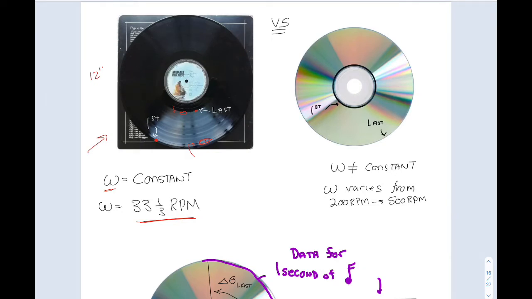With the CD, the biggest difference is that the spin rate is not constant. It actually depends on which song you're playing on the CD. The first song is on the inner track, and the last song is toward the outer. The spin rate of a CD varies from about 200 revolutions per minute to 500. So the record is 33 1/3, while this goes from 200 to 500 RPM. The reason is that this is an audio CD, not a data CD where you burn your data to a DVD or something like that.